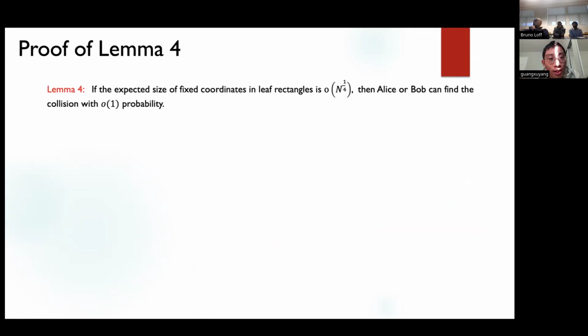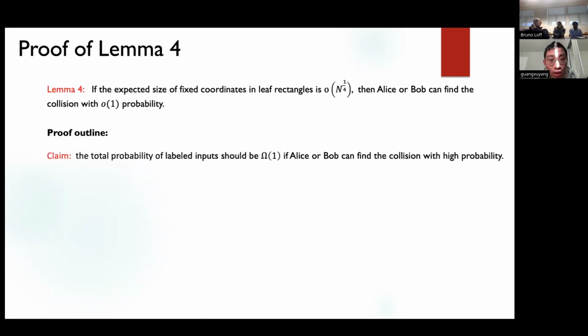Okay, so we turn to number 4. First we have a claim. The claim is that the total probability of labeled input should be omega 1 if Einstein and Bauer can find the condition with high probability. I think the claim is just a back calculation. If you remember the labeling process, we just label the bad inputs. So it should be omega 1 if Einstein and Bauer can find the condition.